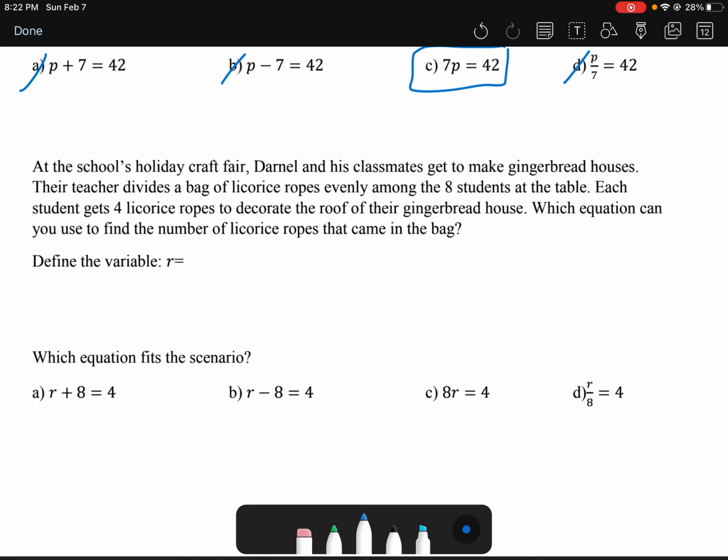Okay, again, there's a lot of stuff in there that's kind of, I'm going to go ahead and say useless, not important. So I'm just going to go through and underline the stuff that I think is pretty important. It says that their teacher divides a bag of licorice ropes evenly among the 8 students. Each student gets 4 licorice ropes to decorate. And then the question is, which equation can you use to find the number of licorice ropes that came in the bag? So now we have to define our variable.